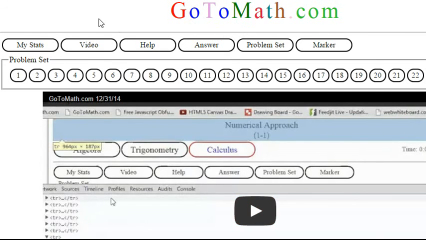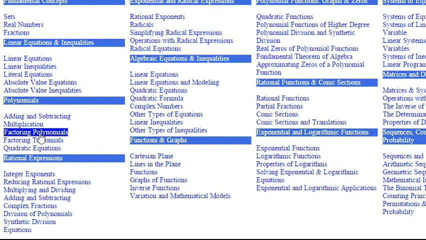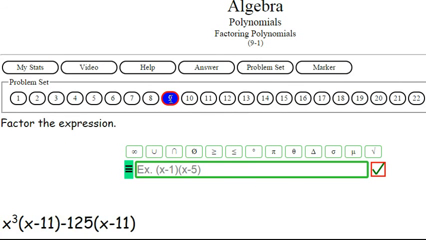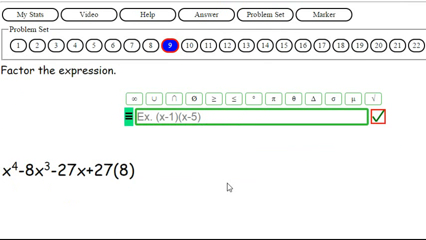Okay, we're over here at GoToMath.com. Click on the algebra. Let's go down to factoring polynomials. And I believe we're doing 9.2. And let's see if we can get 9.2 to come up. There it is. There she blows.